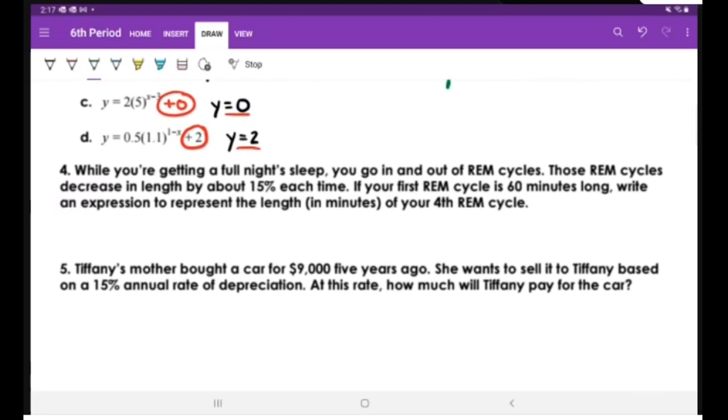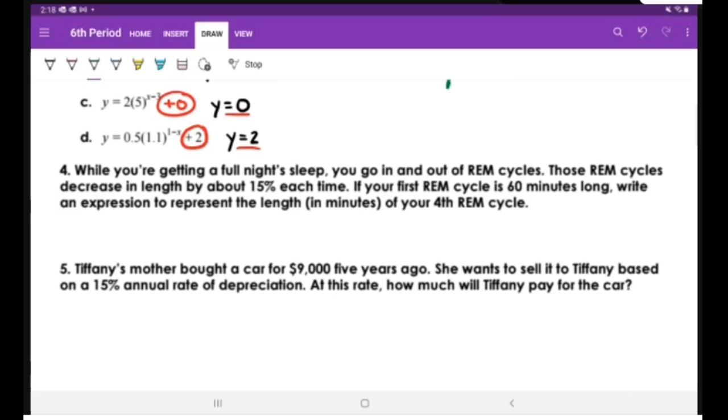So for number 4, as you're sleeping, you go in and out of REM cycles. Anybody know what REM stands for? Close. Rapid eye movement. It's a neurological, biological term. When you're in your deepest stage of sleep, your eyes actually move back and forth. And they say that's the cycle of sleep where you do most of your dreaming. You go through many REM cycles throughout the night, and they start kind of long, but then they get shorter each time. Just generally, it's a bit of a pattern.